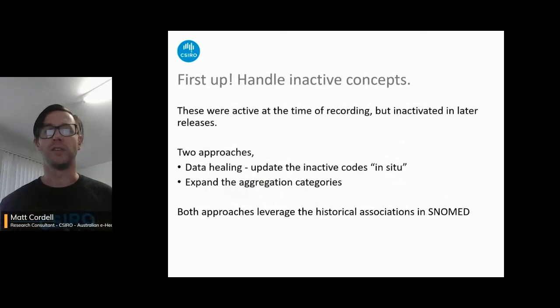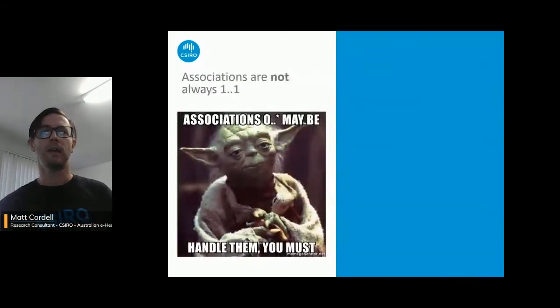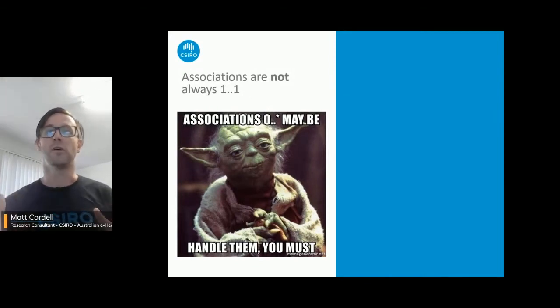Both approaches leverage the historical associations provided in SNOMED, and we can access this through the terminology server through FHIR concept maps, and they've become a really valuable thing to find out both why a concept was retired and also what it's been replaced with. Now, associations are not always one-to-one. You can have no associations for a concept, and there can be multiple. First, I'll just talk about dealing with multiple associations.